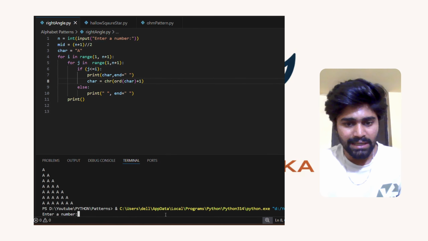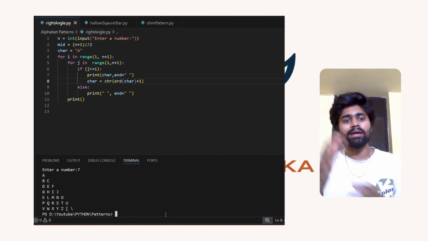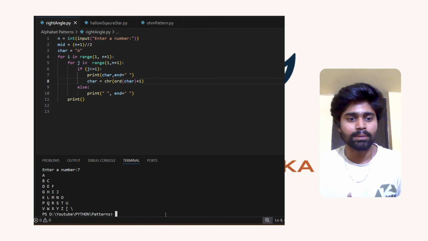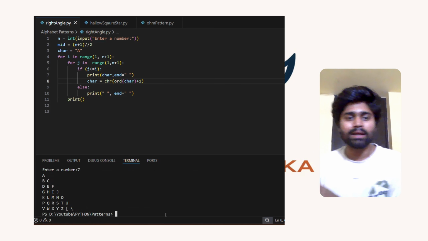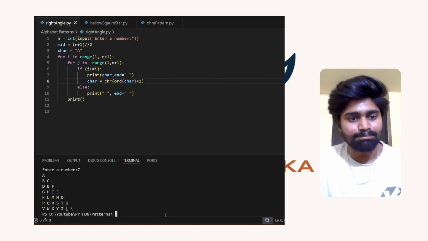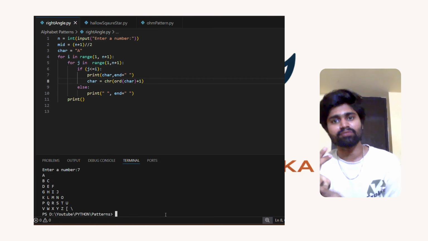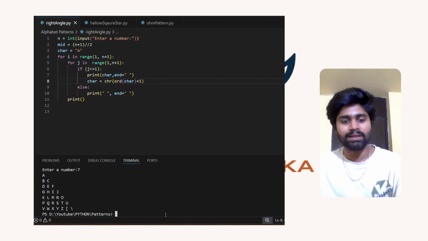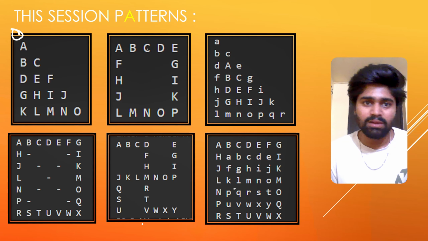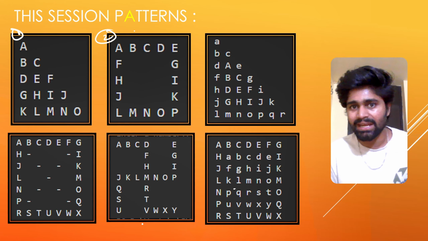Now you can see the output here. We are getting A, B, C, D, E, F, G, H, I, J, L, M, N, O, P, Q, R, S, T, U. Like that, we are getting all the alphabets. So this is the logic you need to learn, guys. By using the ORD function and the CHR function only, we are going to form every pattern here.